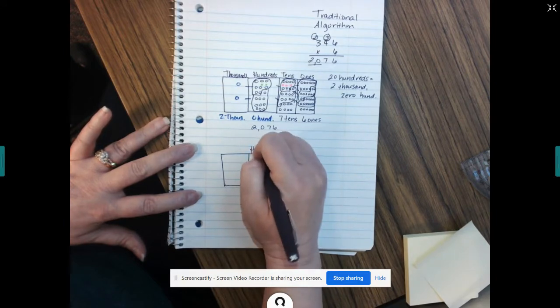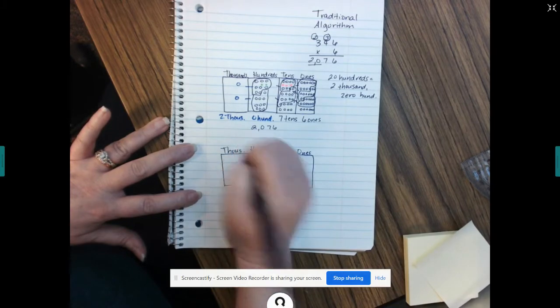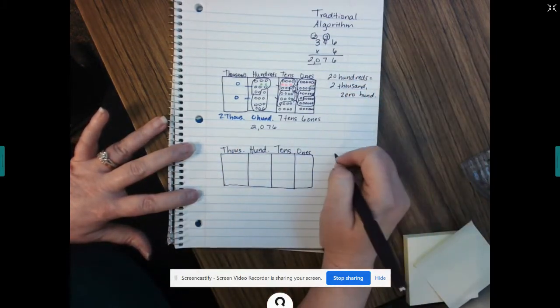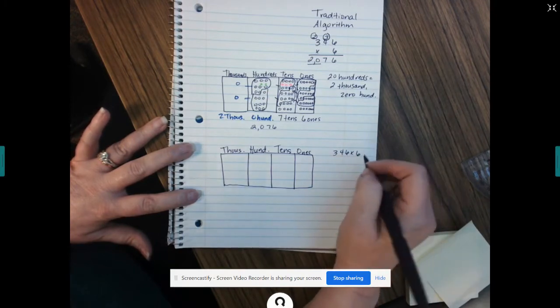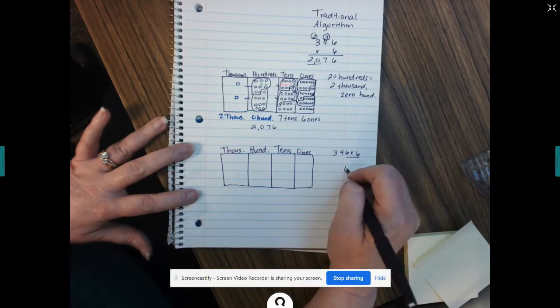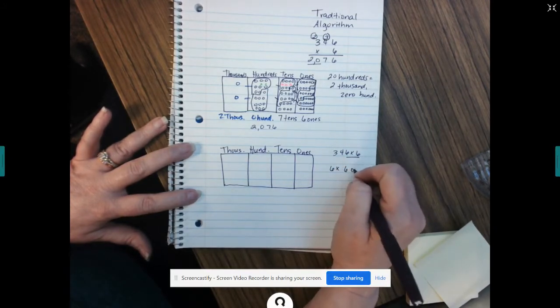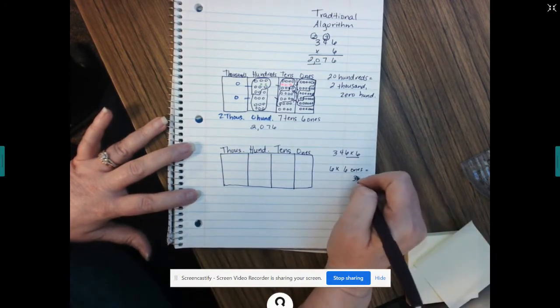I'm just going to write hundreds and then thousands. Okay, so now we're starting to think about this in terms of 346 times 6. Well, I have this 6 times 6, but that's a 6 times 6 in the ones place. So I have, that equals 36.